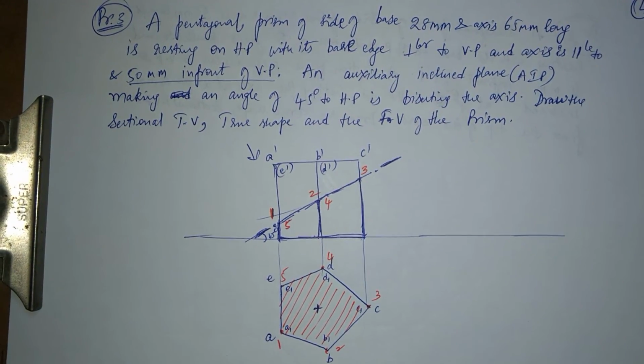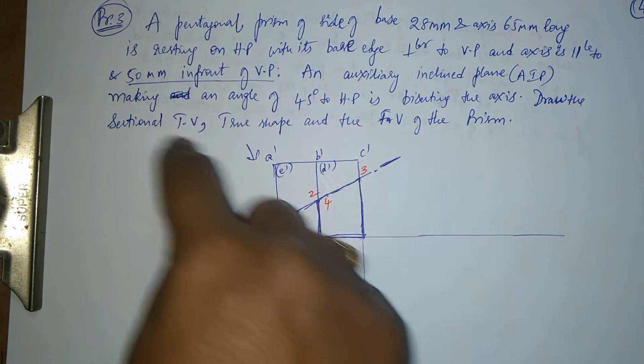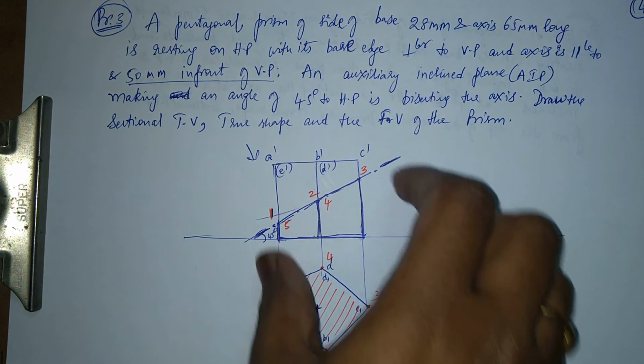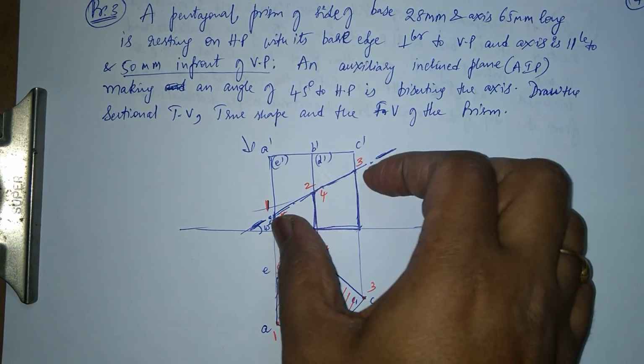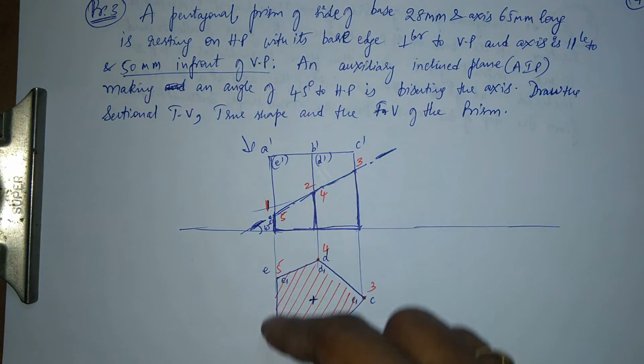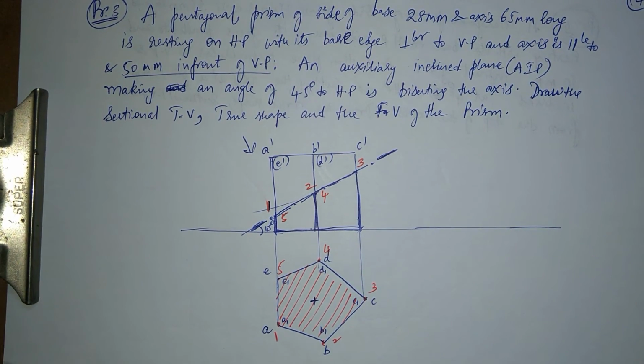Now to get the true shape, I could have used this space. Okay, this space I could have used, but right now I don't have this space here. Ideally, you'll have to draw one line from here and then project these lines and then measure the distance of each 1, 2, 3, 4 here and then get the diagram.